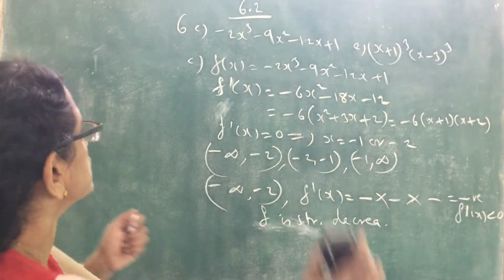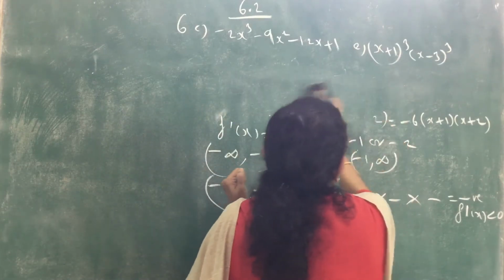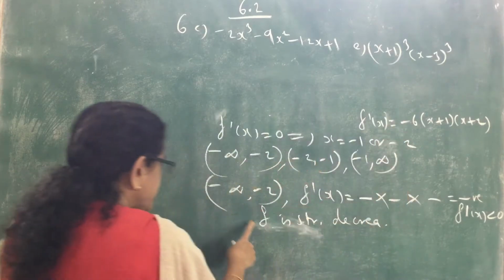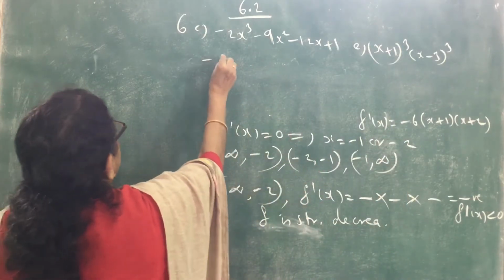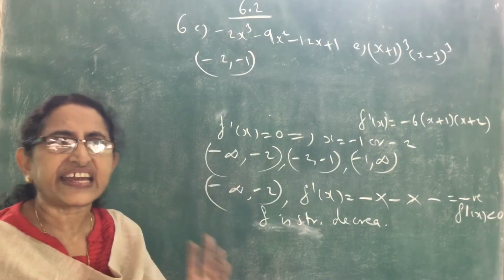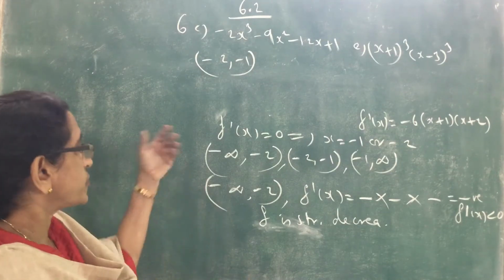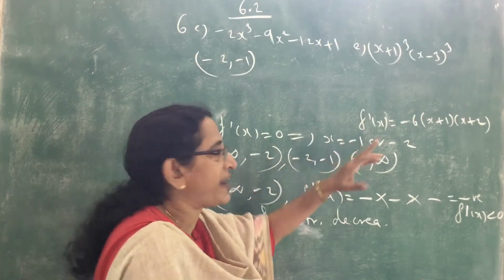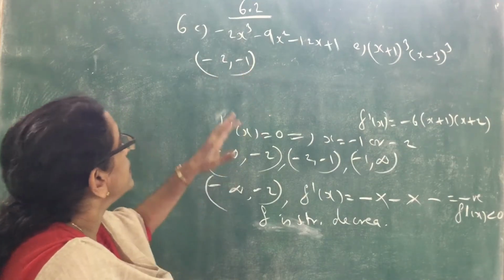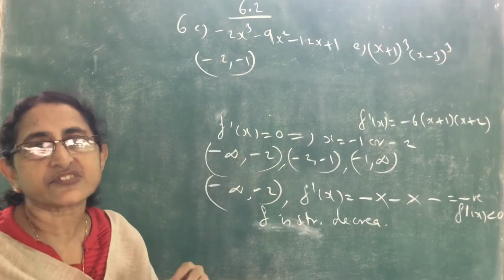Now consider the next interval, minus 2 to minus 1, an open interval. Because we want the intervals in which the function is strictly increasing or strictly decreasing, at the points minus 2 and minus 1 the interval should be open. So all are open intervals. Now consider any point in the interval minus 2 to minus 1, that is minus 1.5.